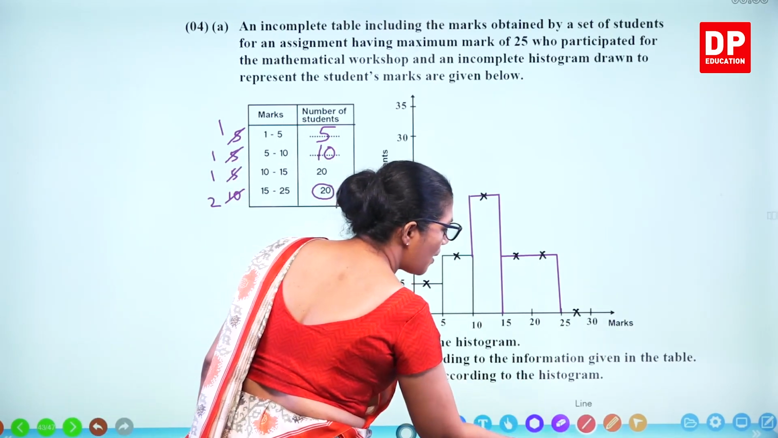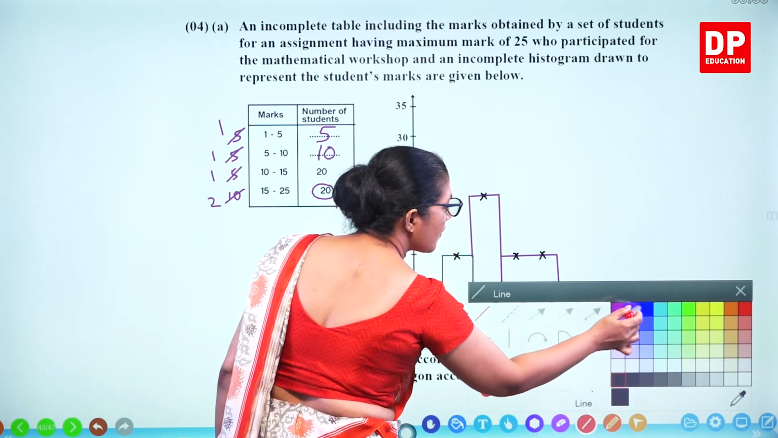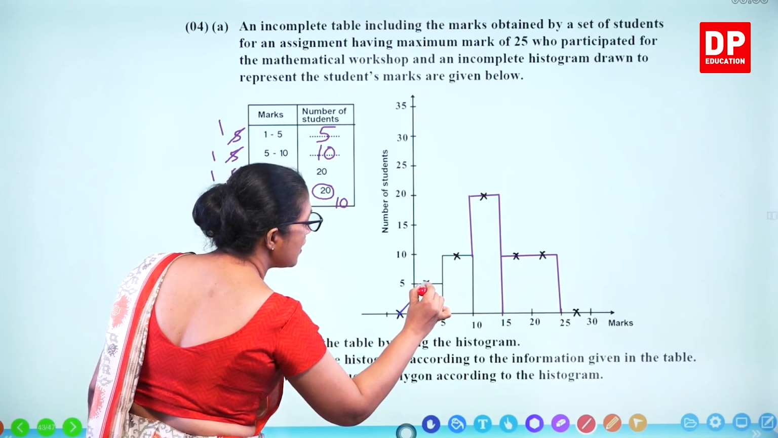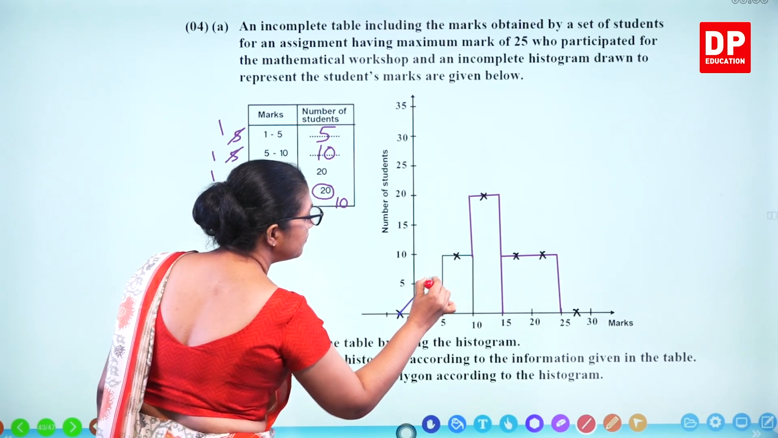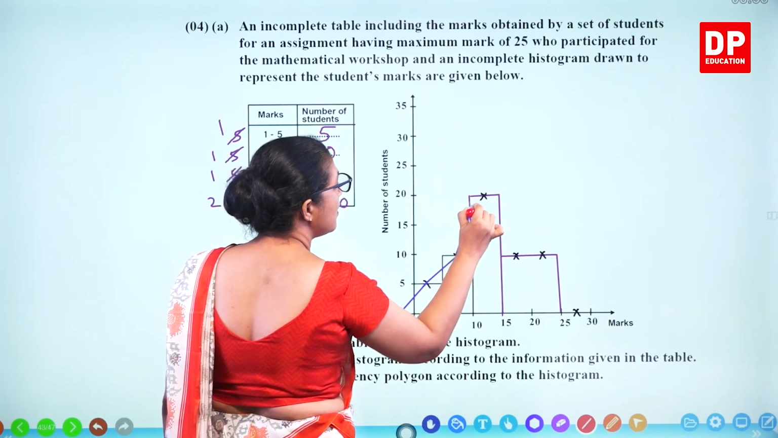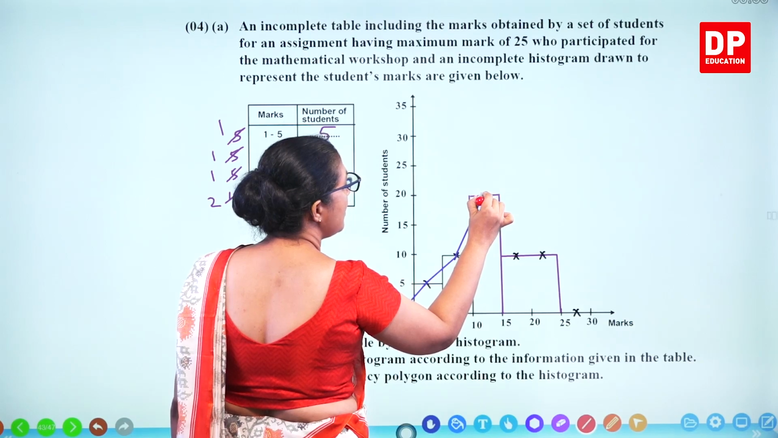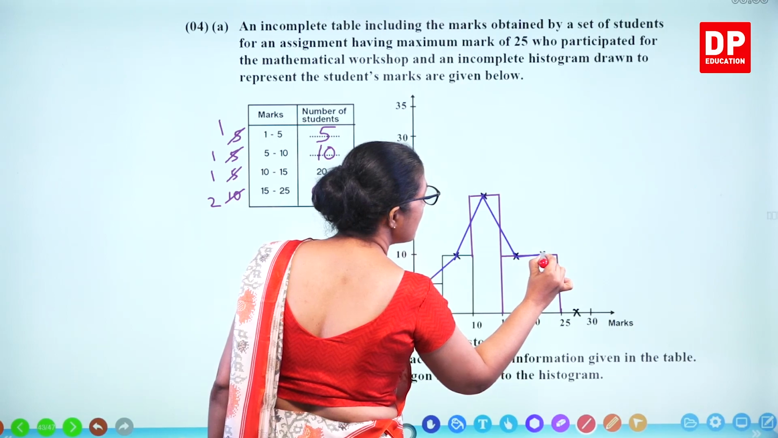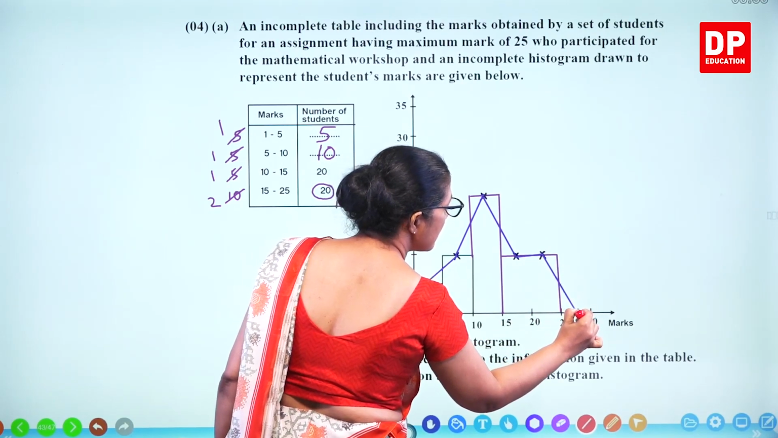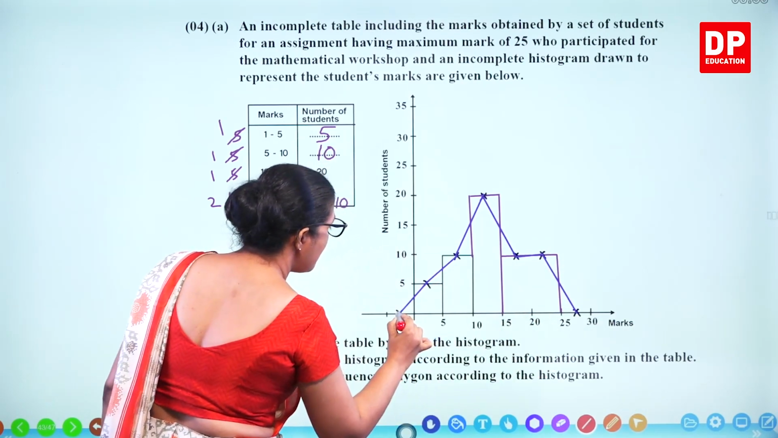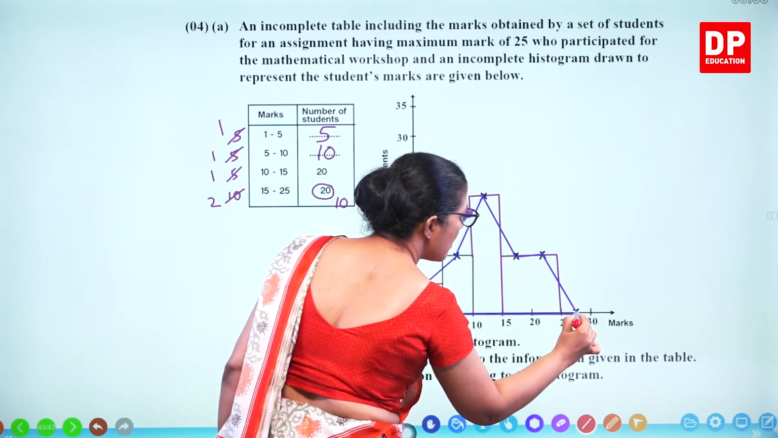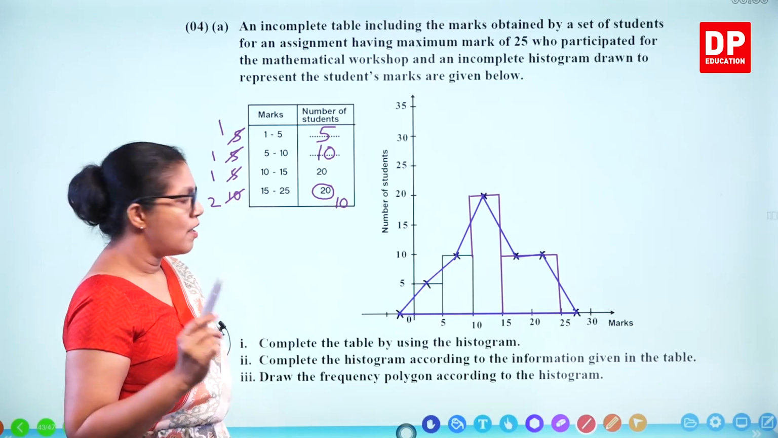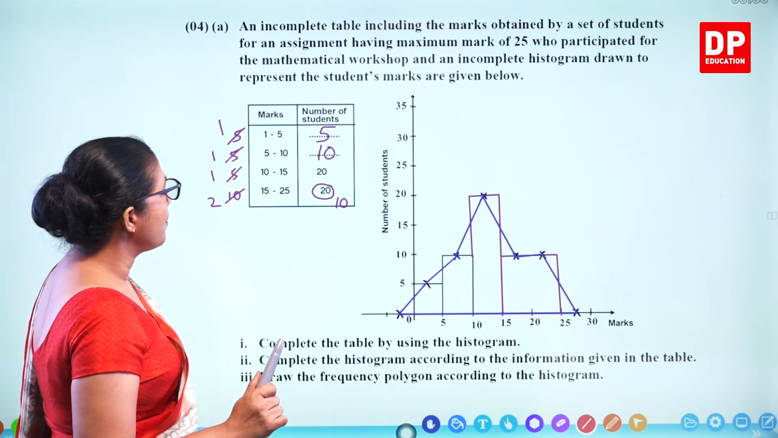Now we can complete the frequency polygon. So here to here, to here, and then here. Get this one, this point, and then make sure that you complete this line as well. So this is the frequency polygon.